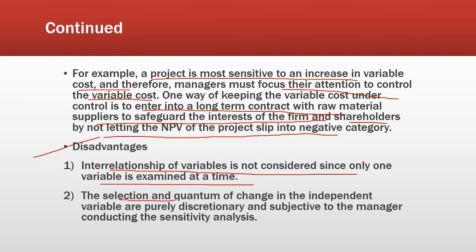Second, selection and quantum of change in the independent variable are purely discretionary and subjective to the manager conducting the sensitivity analysis. This means that it lies in the manager's hands to select the variables, and it entirely lies upon the manager's sense. So it is purely discretionary. It depends upon the manager how to conduct the sensitivity analysis, so it can be biased somehow.